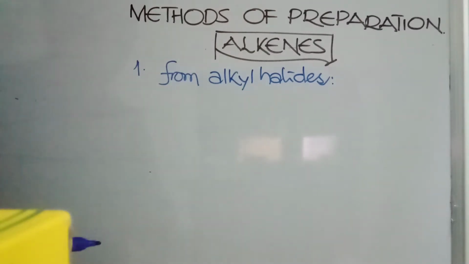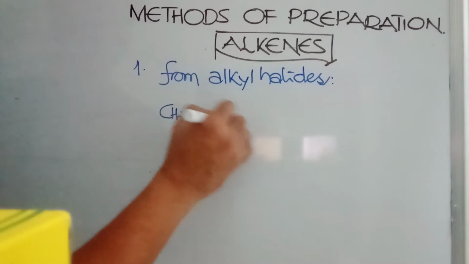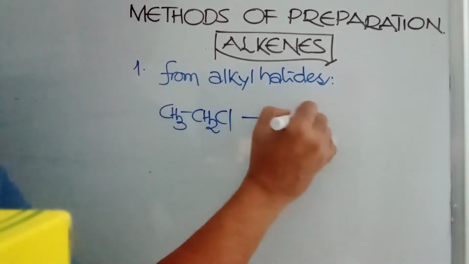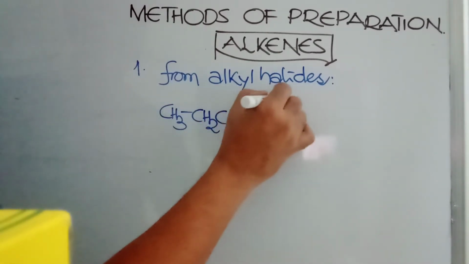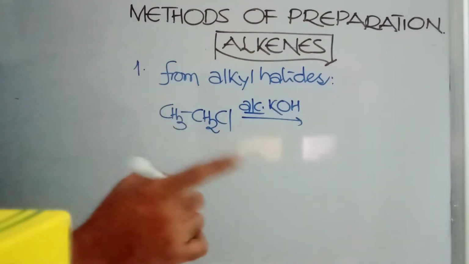Alkenes: methods of preparation from alkyl halides. Take an alkyl halide, CH3CH2Cl, for example chlorine. When you treat this with alcoholic potassium hydroxide, it must be alcoholic KOH, not aqueous.